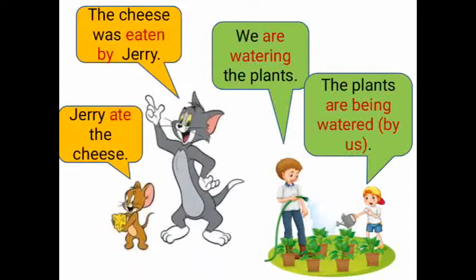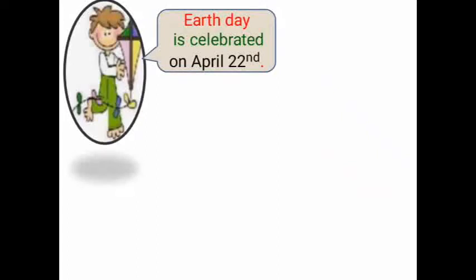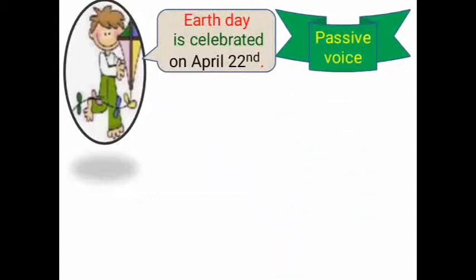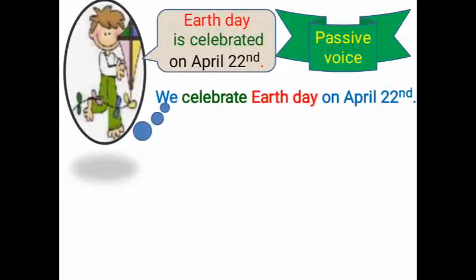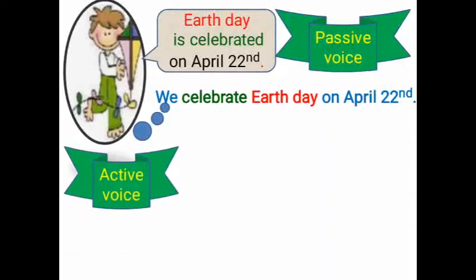Sometimes children, when the doer is not important, we omit the doer. Like here, we can omit by us and just say the plants are being watered. One more example. Earth Day is celebrated on April 22nd. This is in the passive voice. Why do we use passive voice? Because here it's not important who celebrates Earth Day, but what is celebrated on April 22nd is more important. In active voice, the same sentence would be, we celebrate Earth Day on April 22nd.